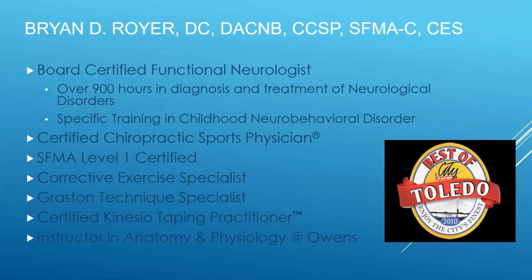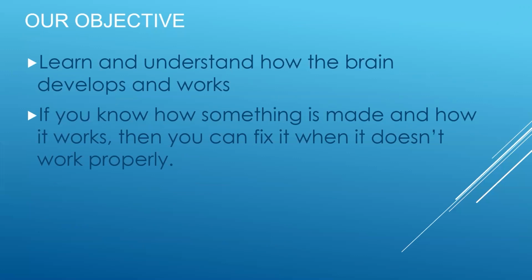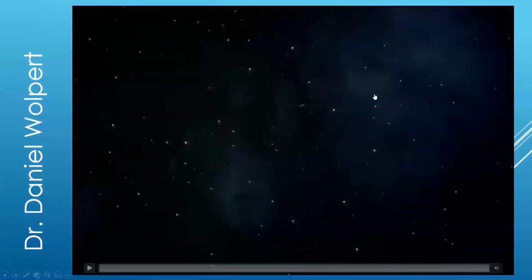But let's talk about what we're going to talk about here for the next hour or so. The idea is that we want to learn and understand how the brain develops, how it works, and why it does what it does. If you can figure out how something is made and how it actually works, that's one of the ways you can help to fix it if it doesn't work properly. So I'm going to show a little bit of a video.